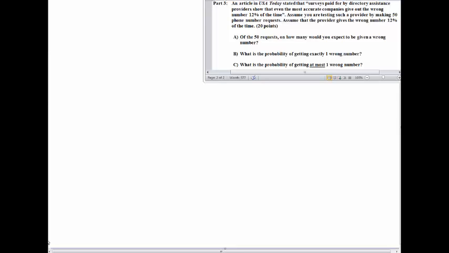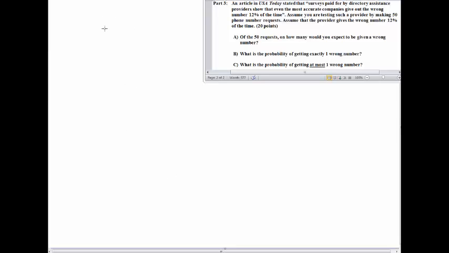Alright, so last we got part 3 here. An article in USA Today says basically directory assistance providers give out the wrong number 12% of the time. Assume you're testing such a provider, making 50 phone number requests. Assume the provider gives the wrong number 12% of the time.